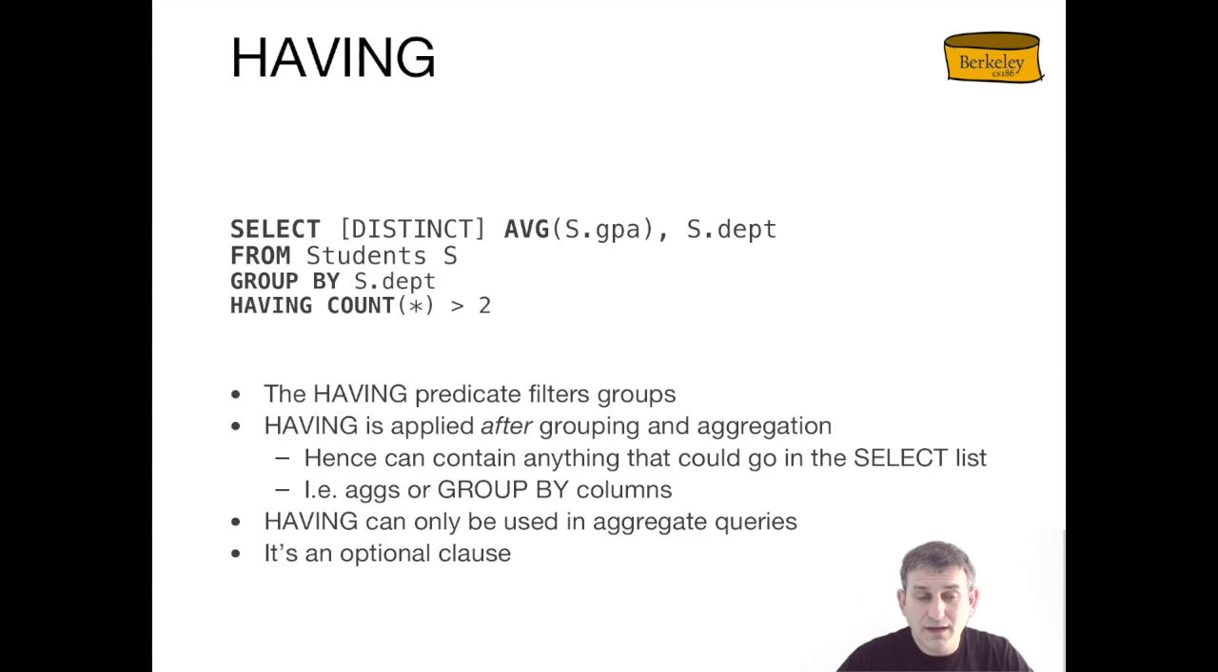Having is a clause that only applies to aggregate queries. It only makes sense for aggregate queries. It is optional. In our previous slide, we saw a group by query without a having clause. I strongly encourage you to try out group by and having and get comfortable with them before moving on.